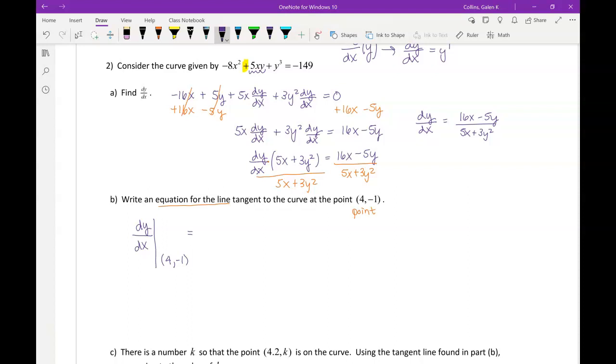All right, so I'm going to plug in. My dy dx is 16x minus 5y over 5x plus 3y squared. Again, I'm going back to part A for that. So I'm going to substitute 4 for x. I'm going to substitute -1 for y. And the most common mistake that I make, that I see other students make too, is sometimes we accidentally switch the x and the y. So just go slowly if you can.